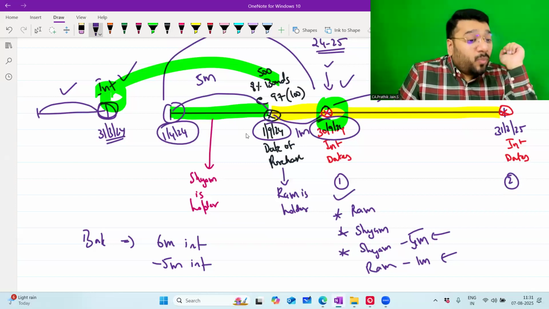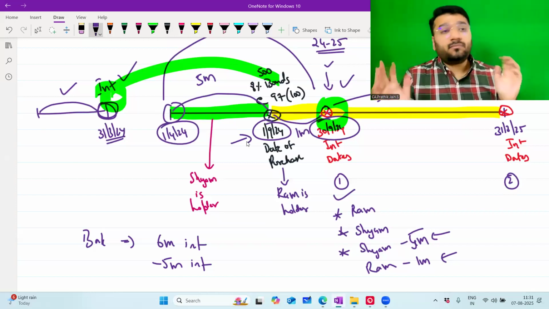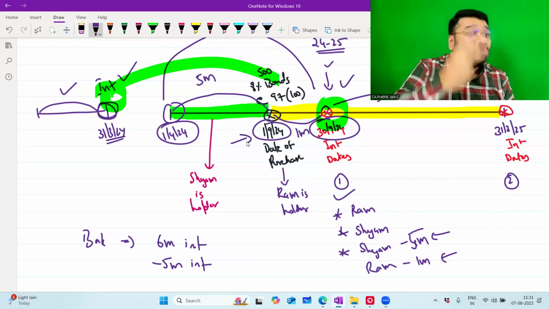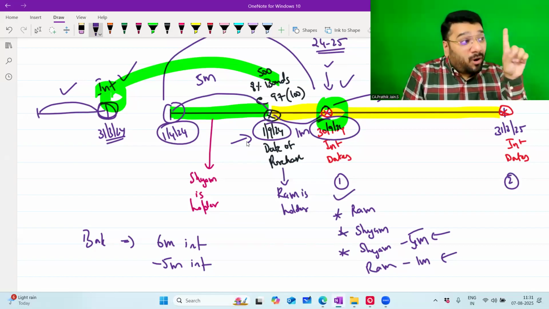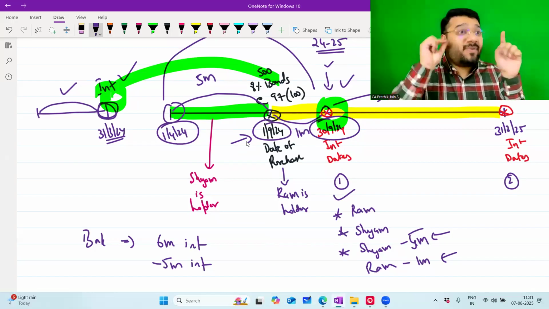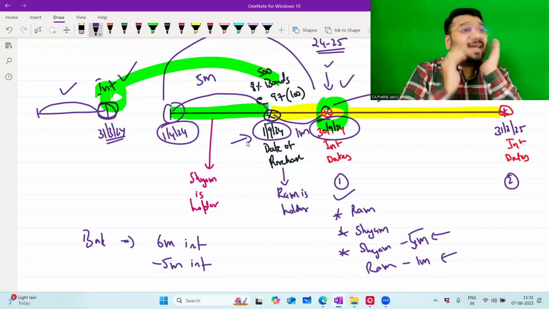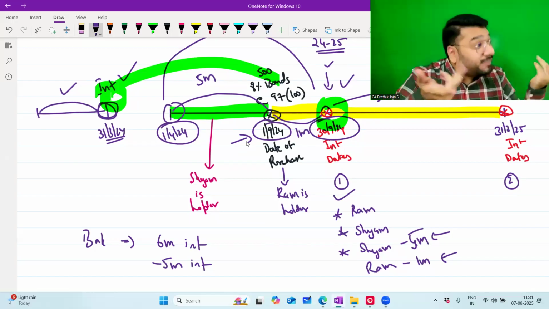So which means on 1 September 24, Sham is getting two amounts. One is the value of the bond. How many bonds is he selling? 500 bonds into the purchase value, plus he'll get interest. Without that, he will not even sell.